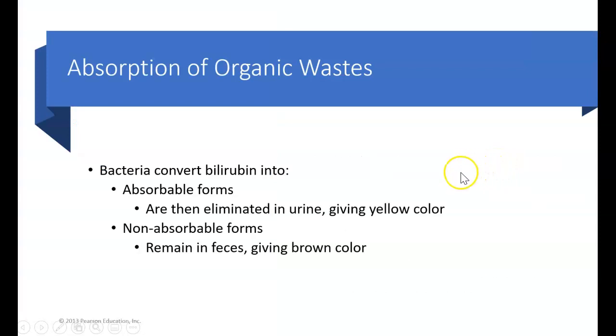Bacteria that is located in the large intestines can also convert bilirubin into absorbable forms and non-absorbable forms. So the absorbable forms are eliminated in urine, which is what gives our urine its yellow color. And then non-absorbable forms will remain in the feces, giving it its brown color. So that's all from bilirubin. If you were born and you were jaundiced, this is a build-up of bilirubin. So babies who are jaundiced have really yellow-looking skin, and they have to put them under a light in order to try and break up that bilirubin that is being produced. So it can often be indicative of a liver disorder.